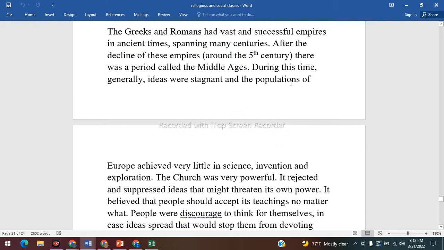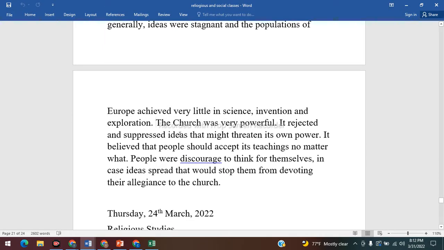So it says during this time, ideas were generally stagnant, and the populations of Europe achieved very little in science and in invention. Why? Because the church was very powerful. It rejected and suppressed ideas that might threaten its own power. It believed that people should accept its teachings no matter what, and people were discouraged to think for themselves in case ideas spread that would stop them from devoting their allegiance to the church. Okay, you understand now?